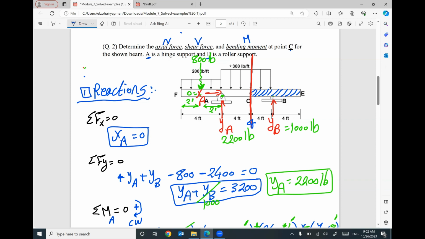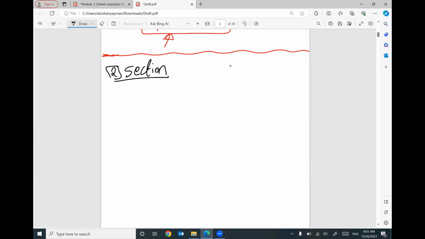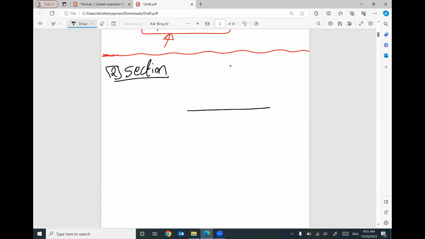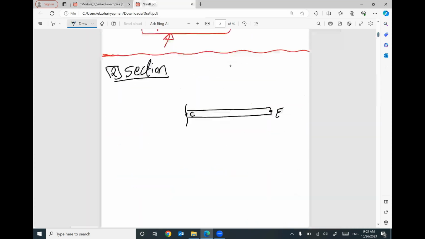What do you have in your right? This is the next step. Step number 2. After you did your section, I have the right part, which is CE. You have to draw it. Here is your cut. Here is your point C. Here is your point E. What do you have on this part? I have point B with the reaction 1000. At this point, I have reaction here YB equal 1000 pound.